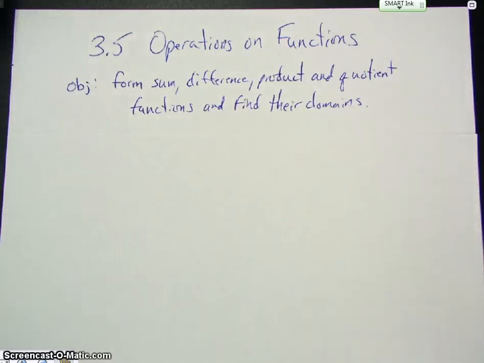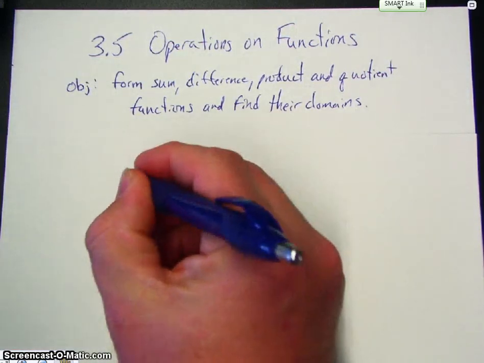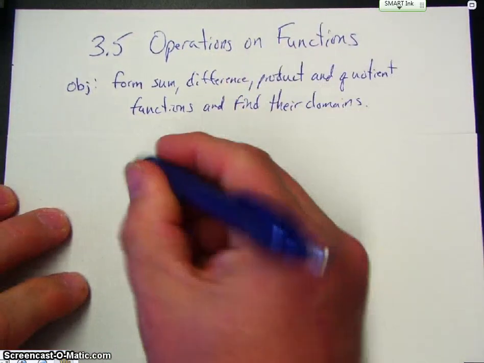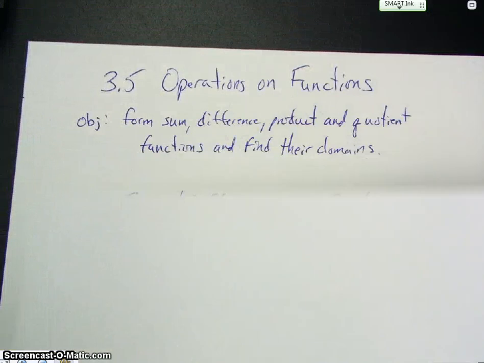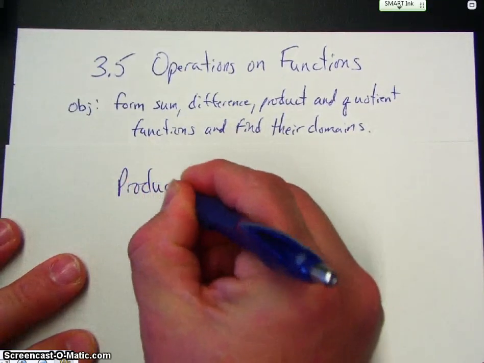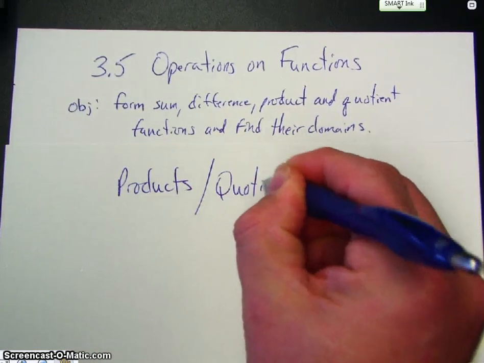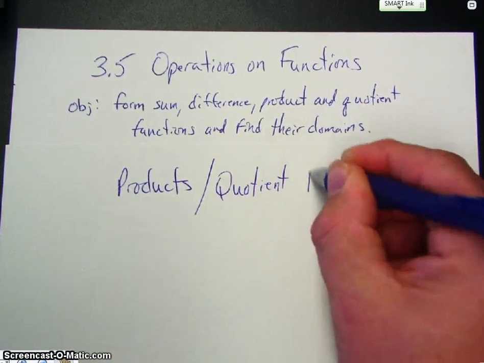All right, section 3.5, operations on functions. We are going to be talking about products, and quotients of functions.